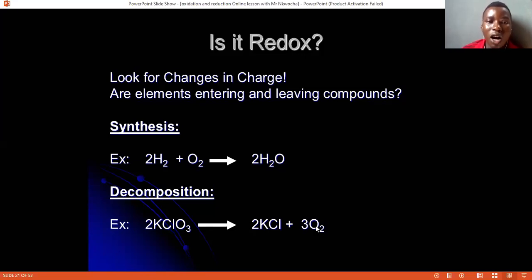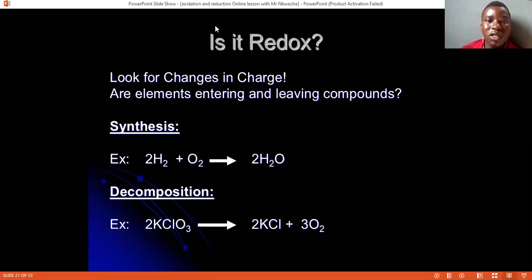So let's see how. Look out for changes in their charge. Oxygen here, because it's on its own now, is zero. Oxygen here, because it has combined, is minus two. So you can see there's a change in oxidation state.